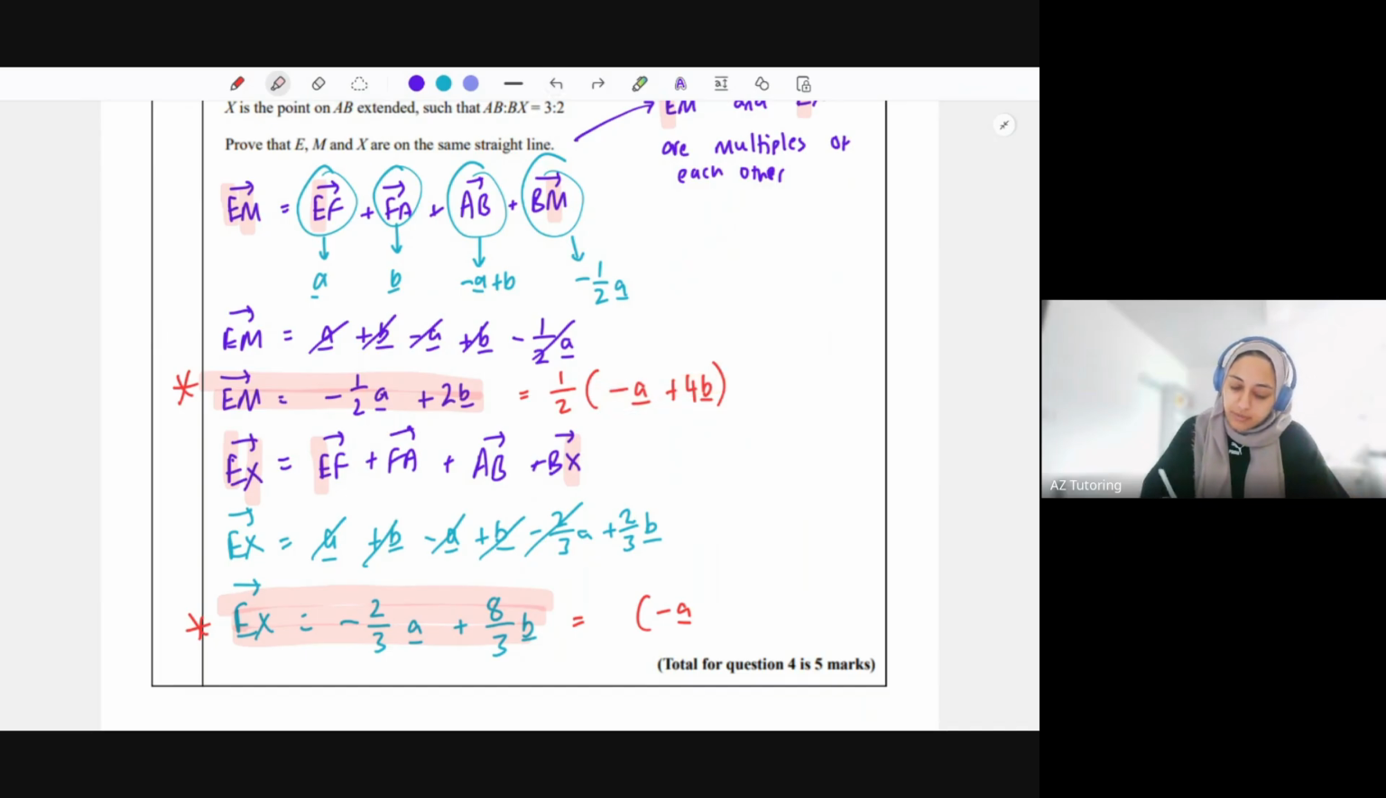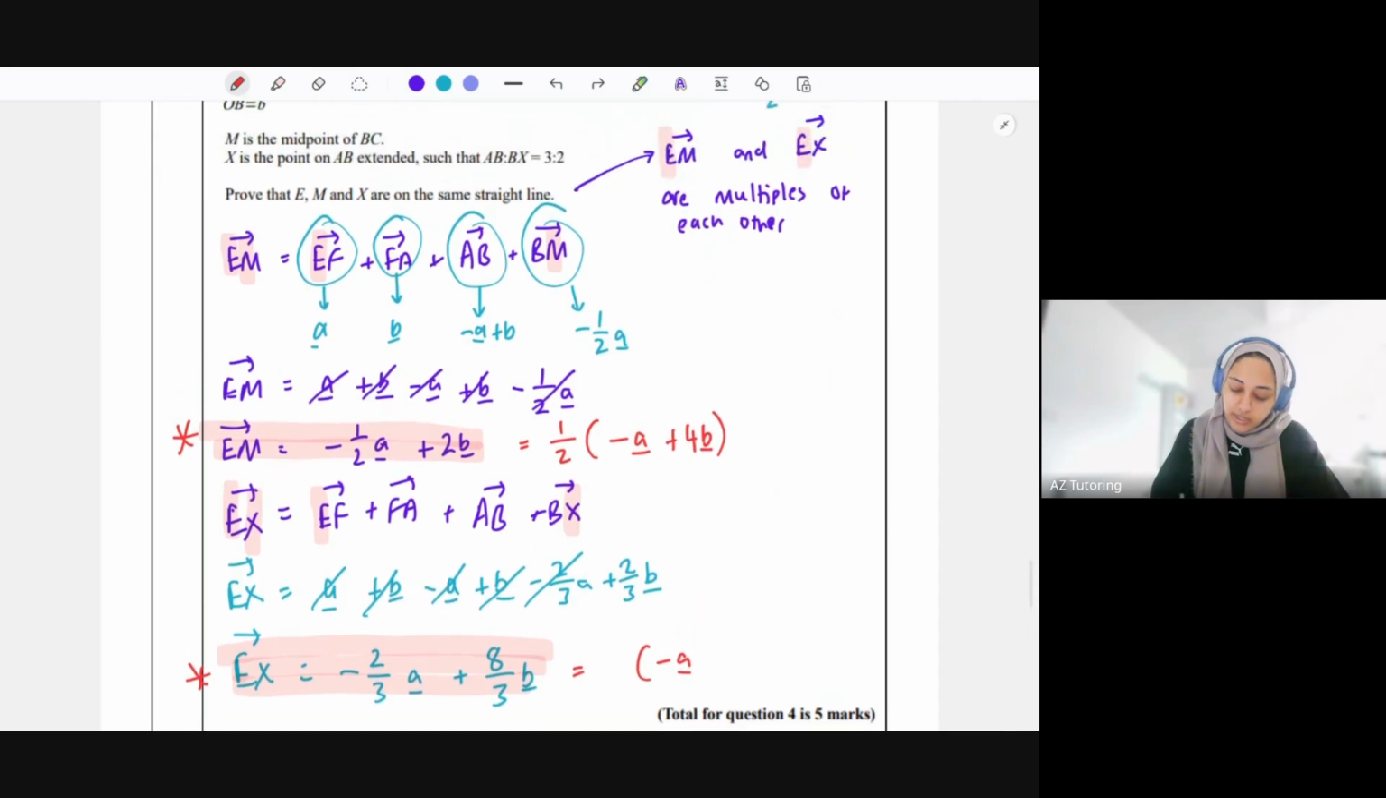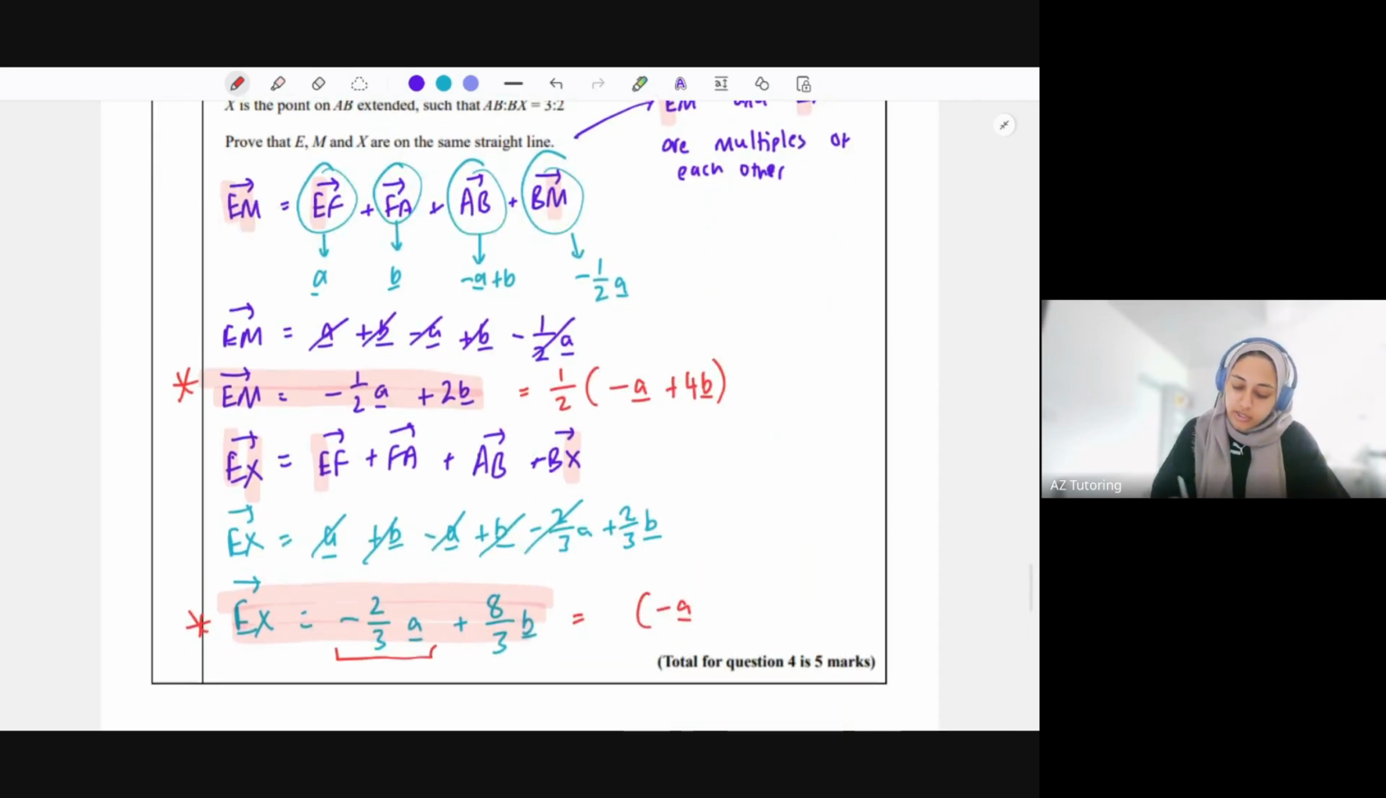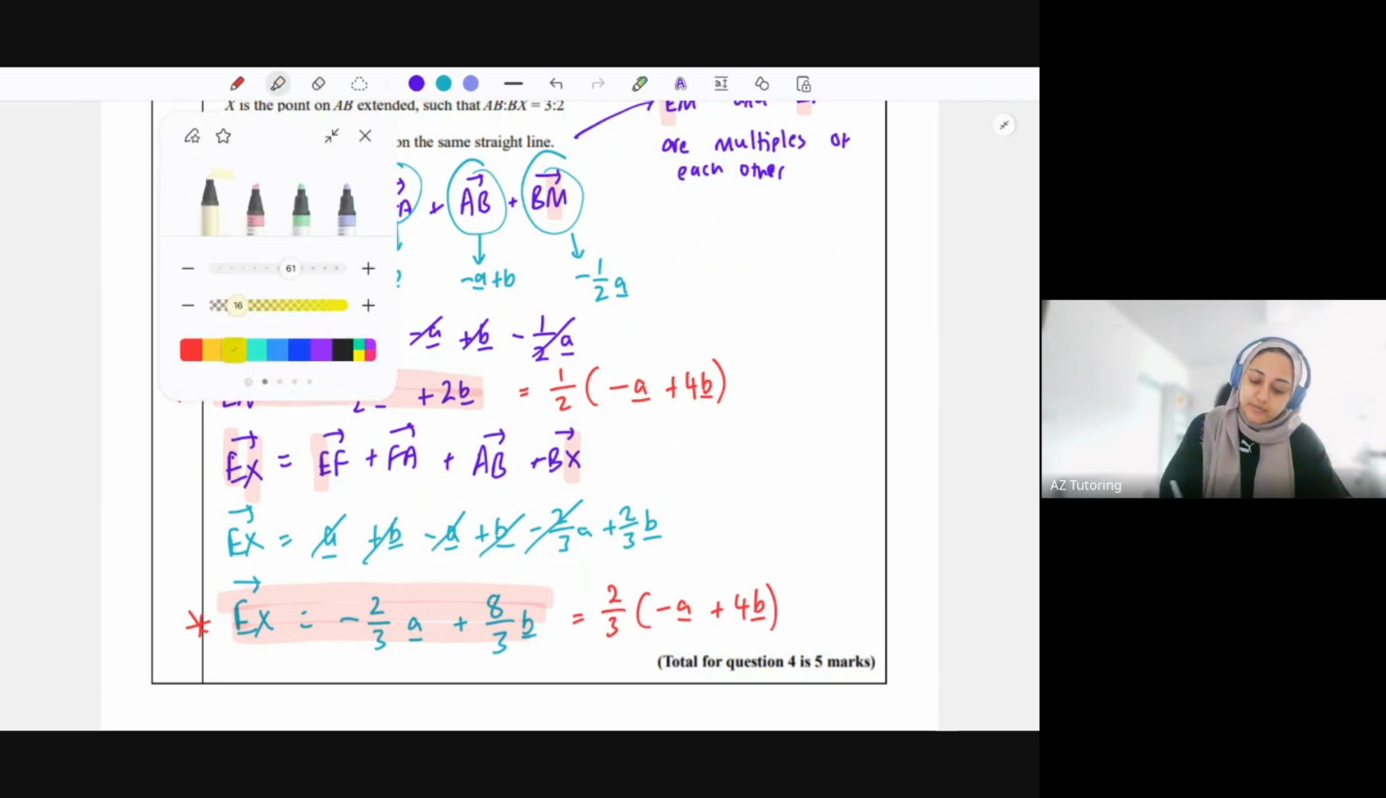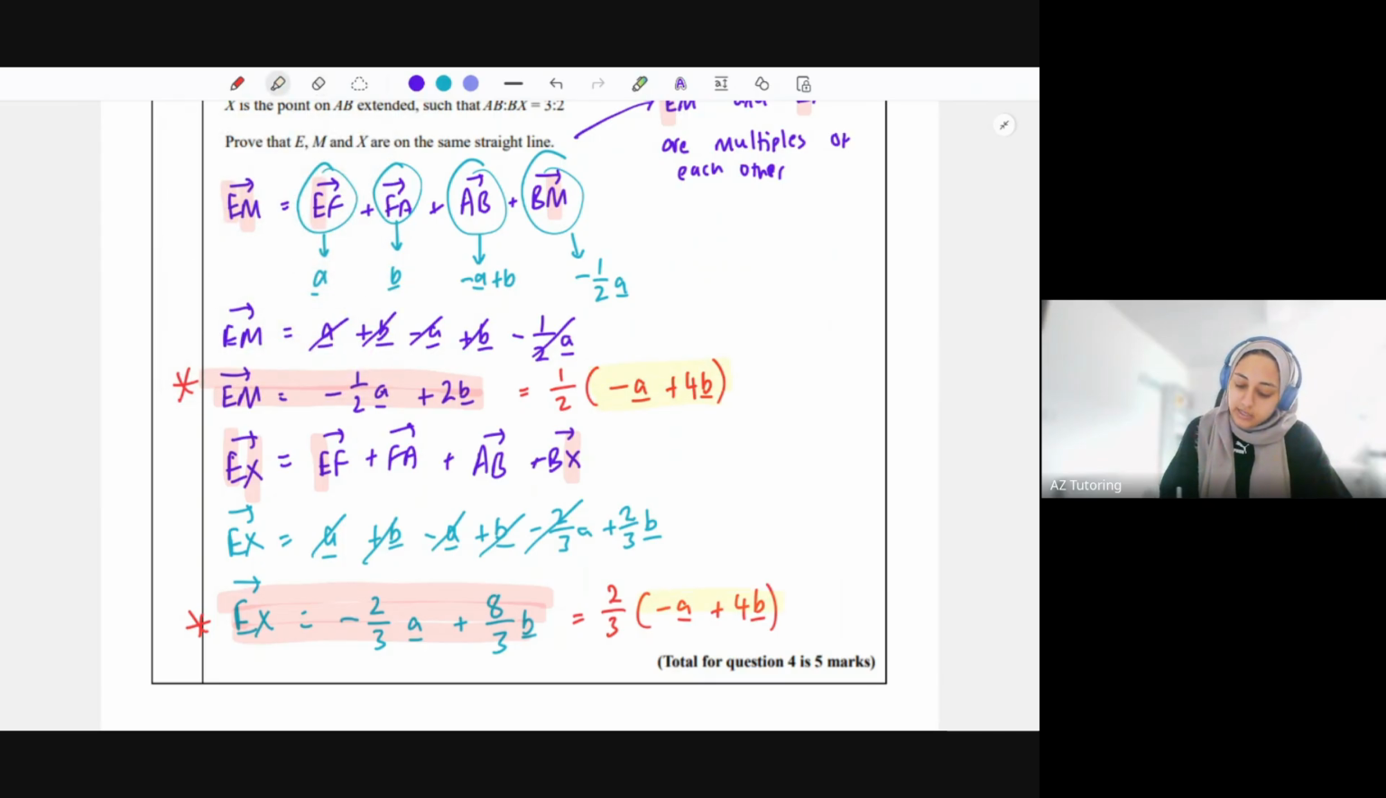So what do we times by minus a for the bottom one for EX to get minus 2/3 a? We just times by 2/3. Now, what do I times 2/3 by to get 8/3 b? Well, we just times by 4b. Just to prove that to you, 2/3 times 4, that's times 4/1. 2 times 4 is 8. 3 times 1 is 3. So that's 8/3 b. So that works perfectly. Now, what you should notice is they're both exactly the same.